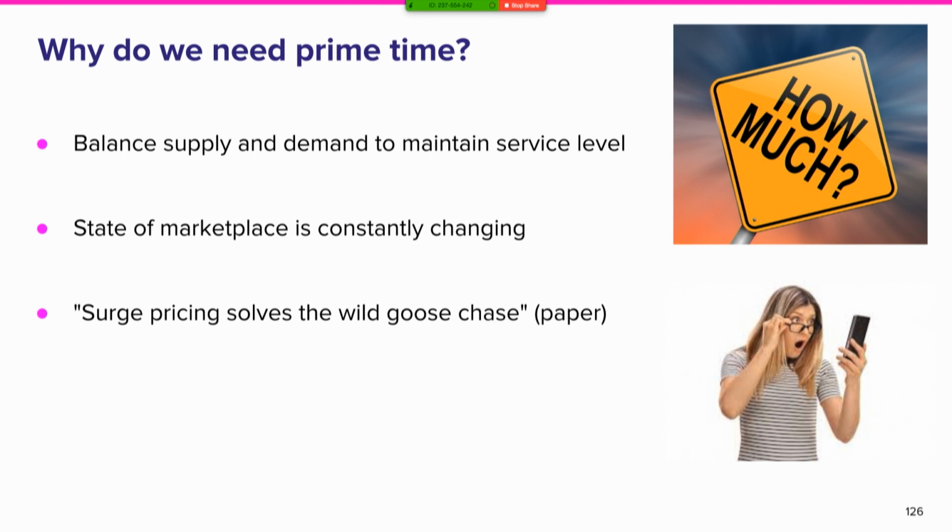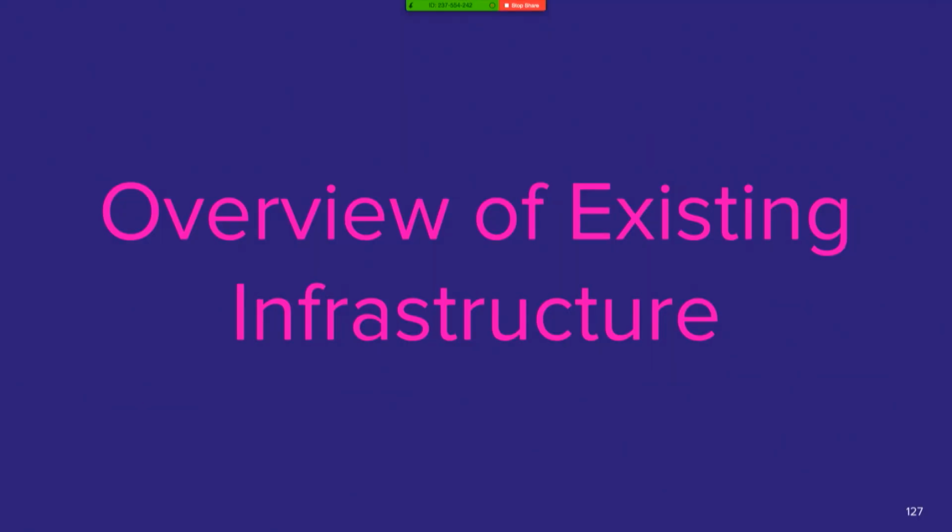I'm not going to go into too much of the details on it, but you can Google it. It's called Surge Pricing Solves the Wild Goose Chase. And this paper just talks about how in any ride-sharing system, this is a failure mode that you need to address, and congestion pricing or prime time is just an effective way to do it. So that's what prime time is.